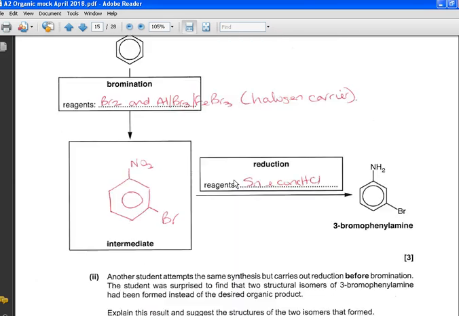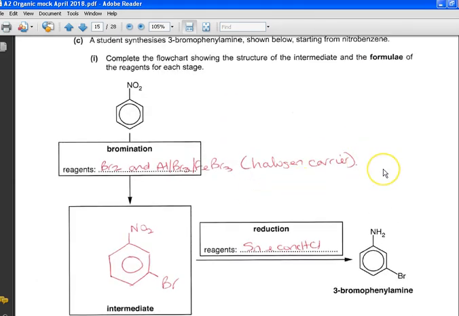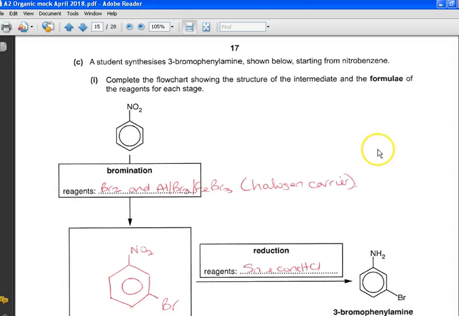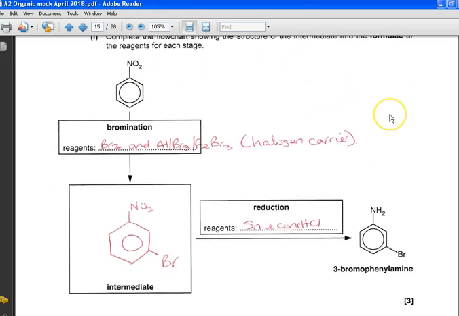Okay, now we've got one of these schemes, like a synthesis map. Okay, so we're looking at synthesis of 3-bromophenylamine, starting from nitrobenzene. Complete the flow chart. So this is where you need to have your synthesis map in your head, ready to, as I said to all of you, you really do need to learn them off by heart. And if you can scribble them down as soon as you get into the exam, then you can very quickly answer a question like this.